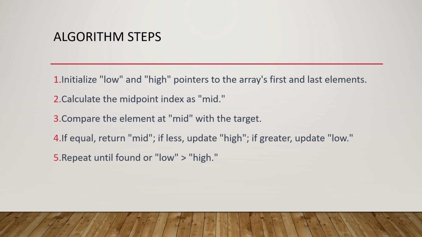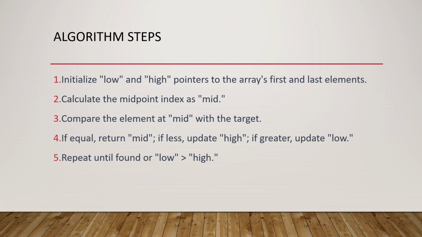Step number 3, comparison. Compare the element at the midpoint, that is array[mid], with the target element you are searching for. If array[mid] is equal to the target element, the search is finished. Return the index mid as the position of the target element in the array. If array[mid] is greater than the target element, update the high pointer to mid - 1. This means you discarded the right half of the current interval. If array[mid] is less than the target element, update the low pointer to mid + 1. This means you discarded the left half of the current interval.